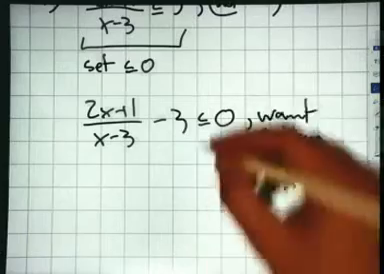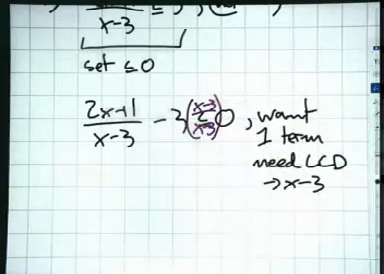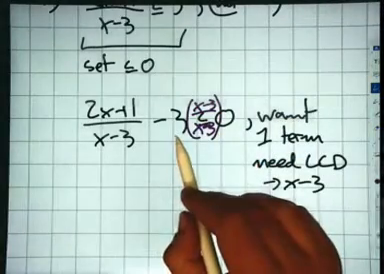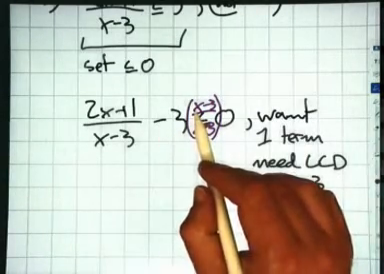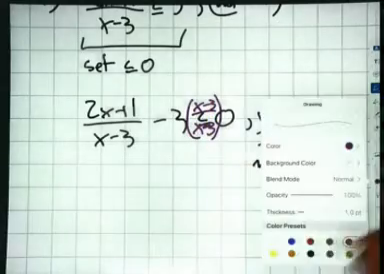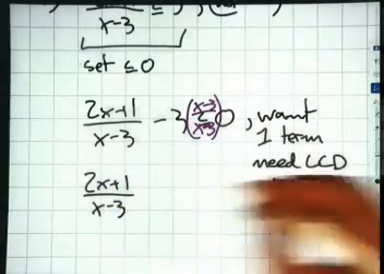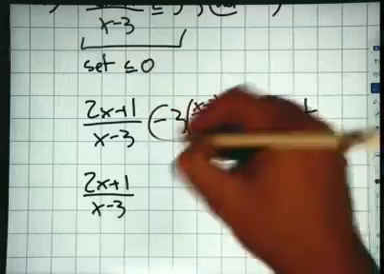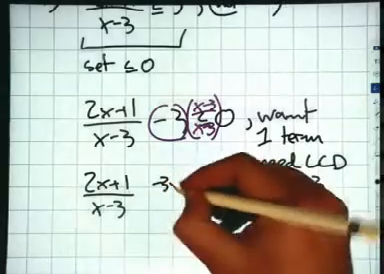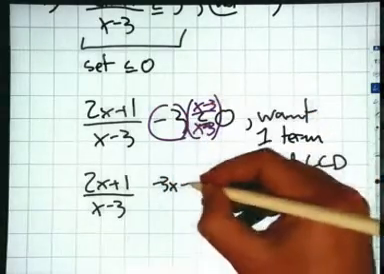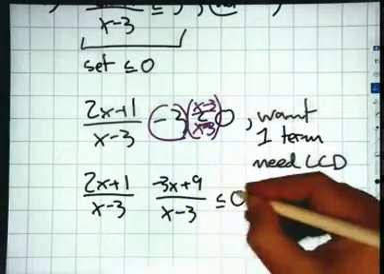So what we're going to do is we're going to multiply. I know this is a little bit messy. We're going to multiply negative 3 by x minus 3 over an x minus 3. So you're going to get 2x plus 1 over an x minus 3. Make sure you're distributing that negative with 3. So negative 3 times x is a negative 3x. Negative 3 times a negative 3 is a positive 9 over x minus 3. Now this is less than or equal to 0.